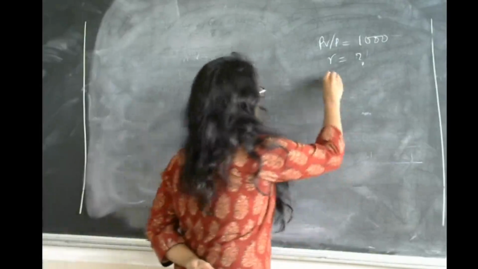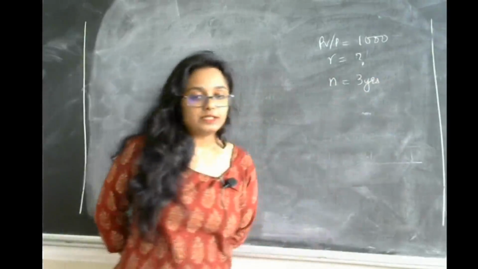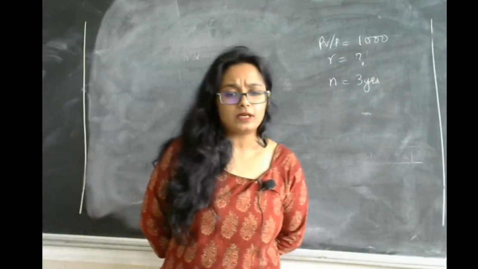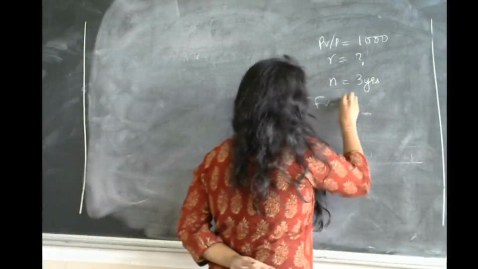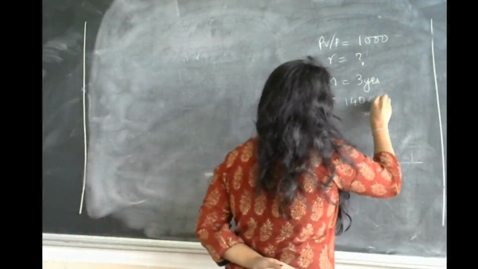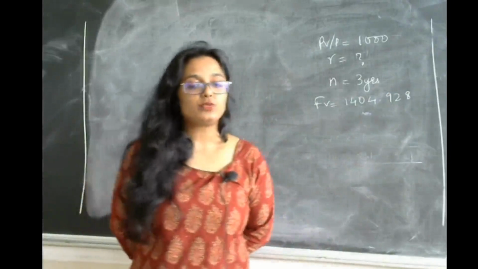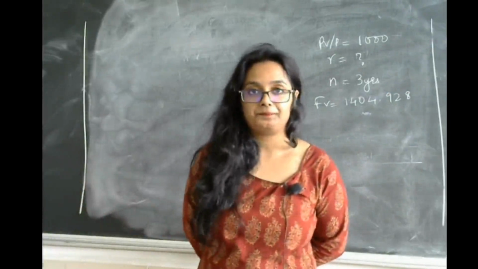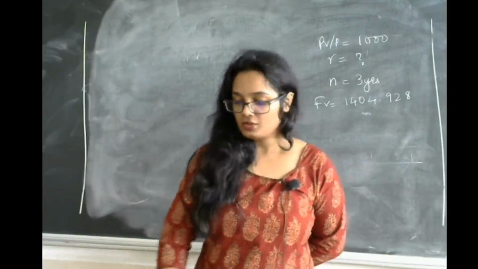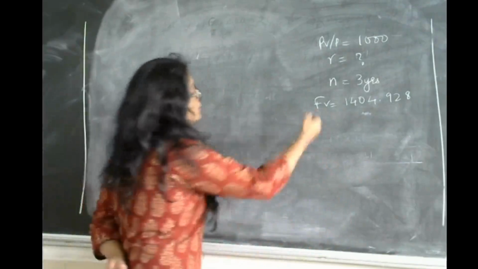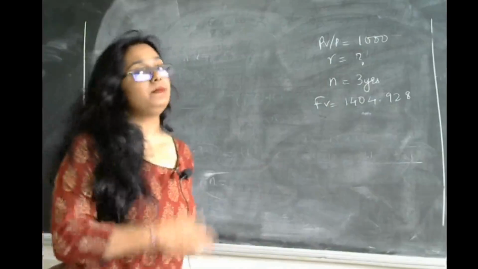And he is receiving after 3 years. So n is given, which is 3 years. After 3 years he is receiving an amount of 1404.928. So future value is also given, and they have asked you to compute R per annum. So in this problem we are required to find out R. Now future value is given, present value is given, so the same formula we will use which we used for the previous problem.